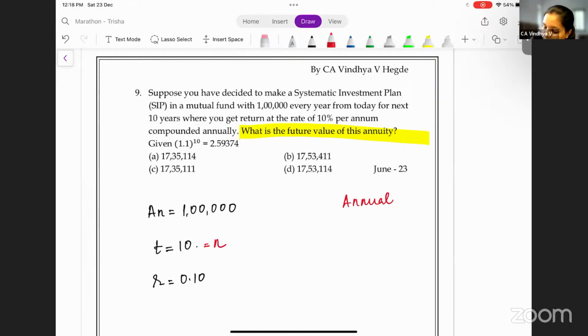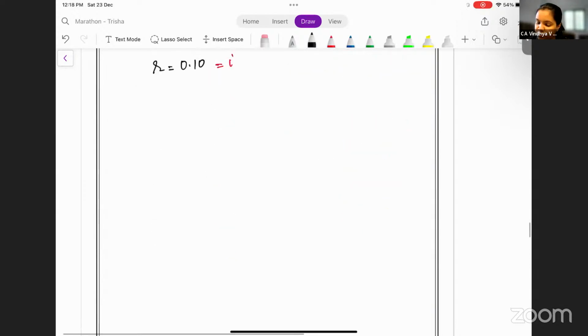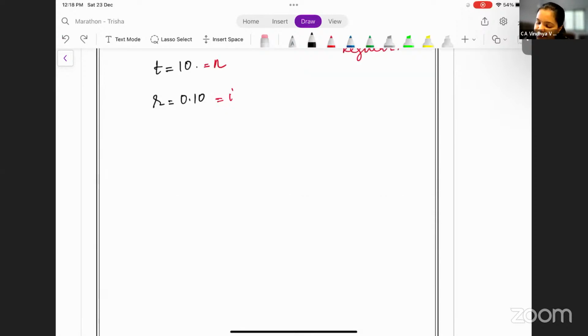So T is equal to N and R is equal to I. And in fact, nothing is mentioned about the nature of annuity. That means it is annuity regular, which is at the end of the interval of time. You use future value annuity regular formula, get the answer for this. I think this can be done on your own. Let's go to the next question. Mr. Sharad got his retirement benefits amounting to rupees 50 lakhs.